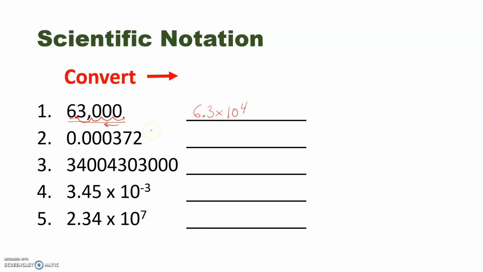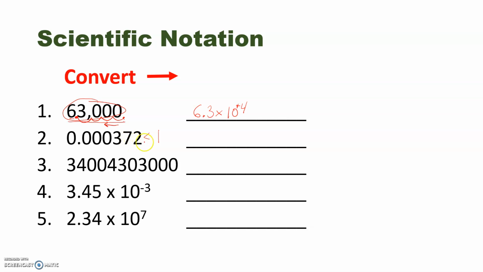Now instead of remembering, okay, I went left, so does that make it positive or negative? Here's what I like to remember, that rule that we just went over. This is a big number. In order for this to be a big number, this has to be a positive 4. So 6.3 times 10 to the positive 4. Obviously, you don't normally write that positive there. I'm just emphasizing it.